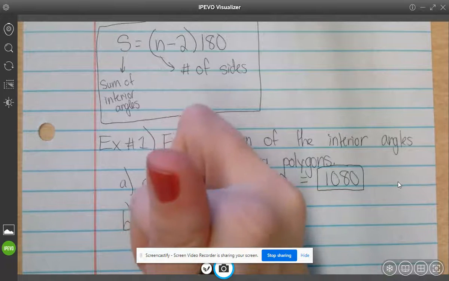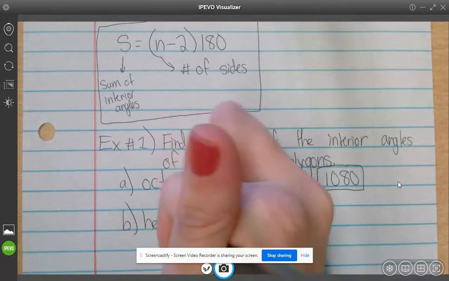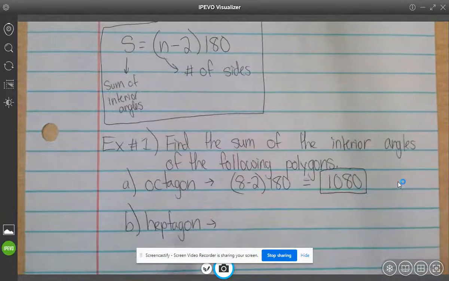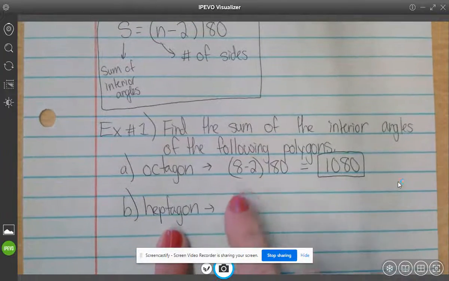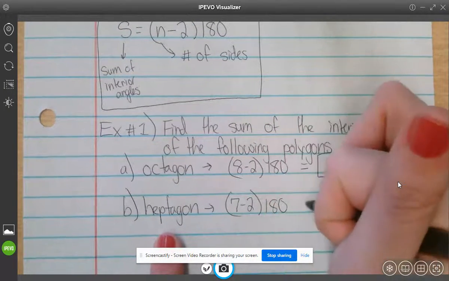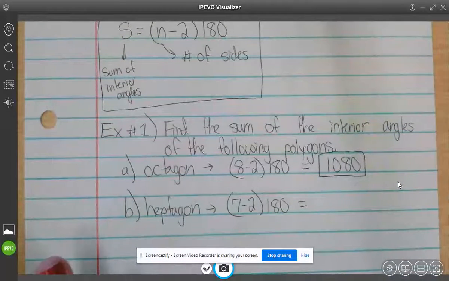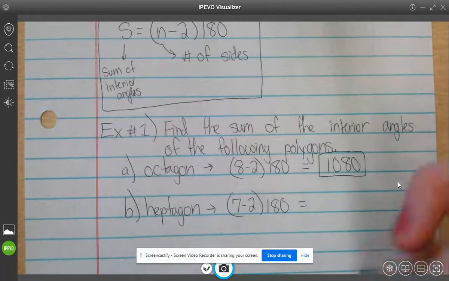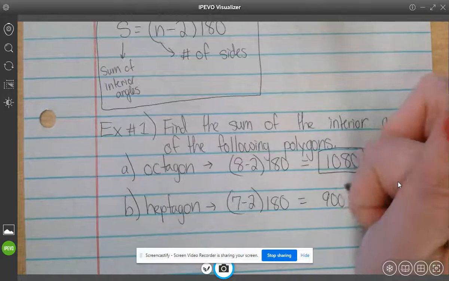Let's do another one. Let's do a heptagon. A heptagon has 7 sides. So it's going to be 7 minus 2 times 180. So 5 times 180, and you get 900.